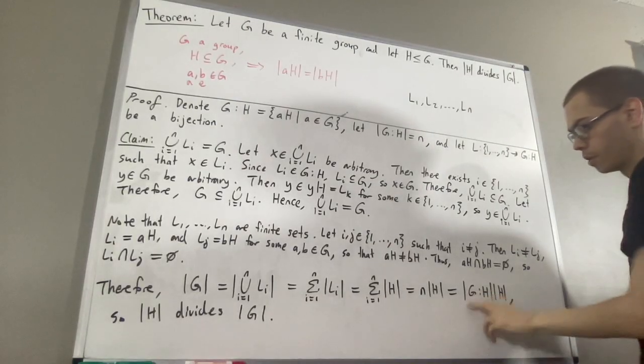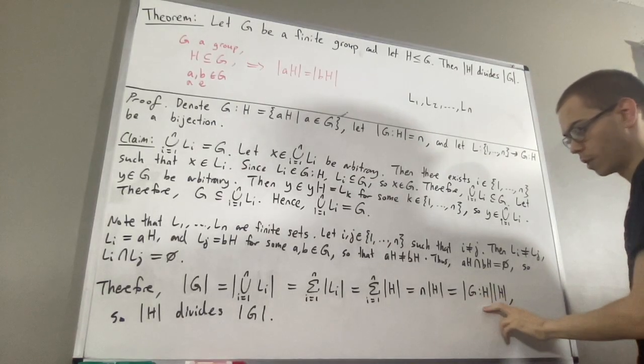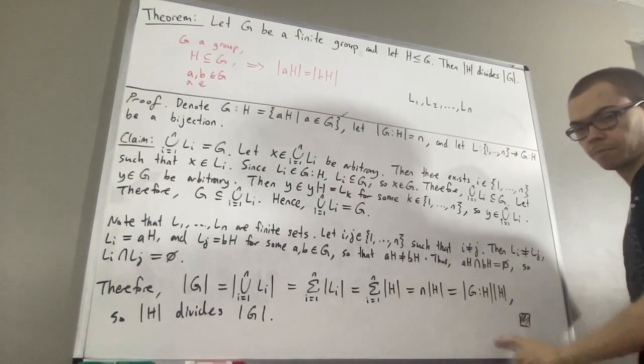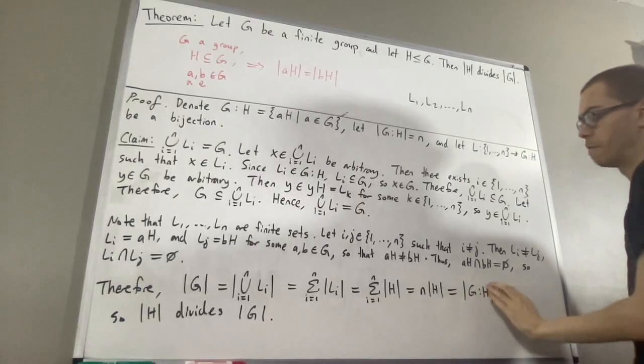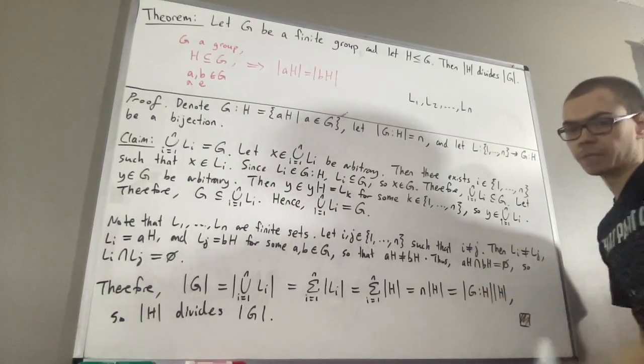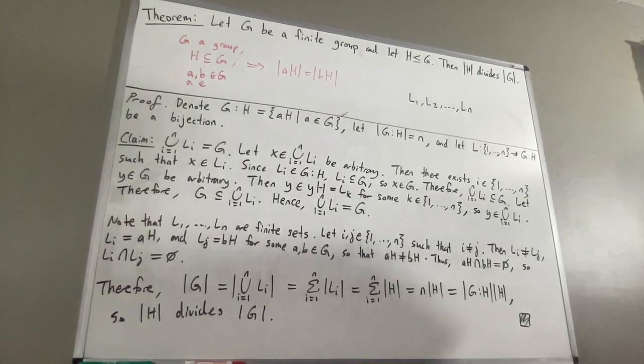Now, this number is sometimes called the index of H in G. Right, it's the number of left cosets of H in G. And so yeah, that's pretty much it for this video.